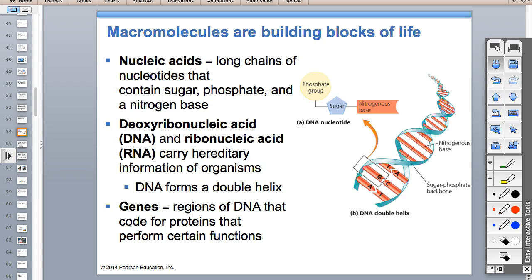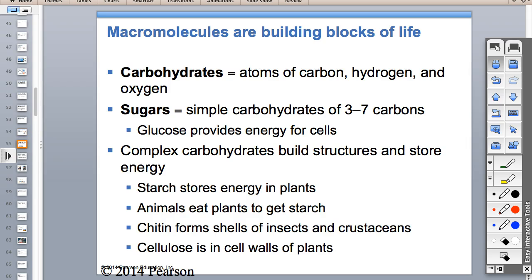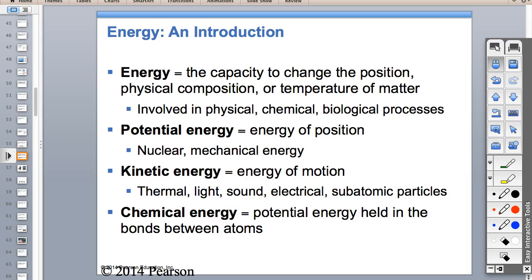Nucleic acids can either be DNA or RNA. That's where you get your genes, and your genes are the little codes that tell your body what protein to make. Good biology, right? So, see how long I'm spending on this? Yeah, it's because it's not on your test. So, anyway, carbohydrates, they have oxygen, carbon, and hydrogen. They give us energy. Glucose is an example.